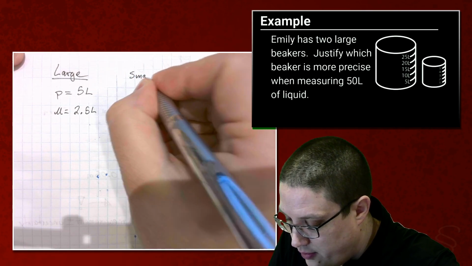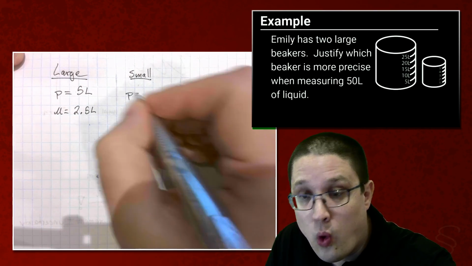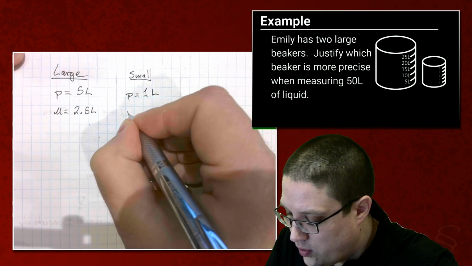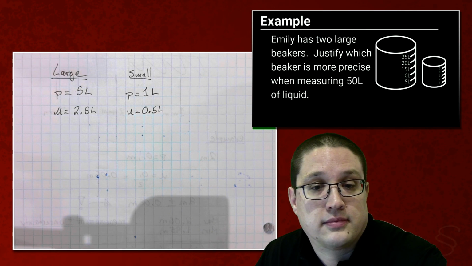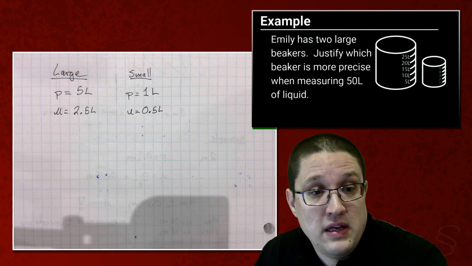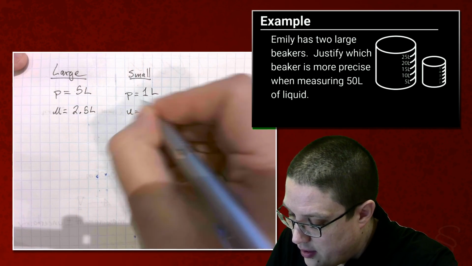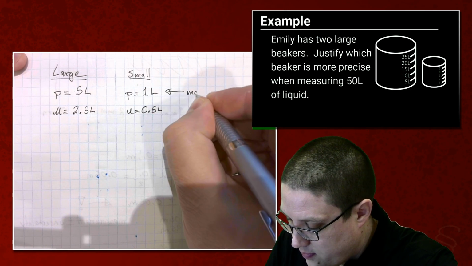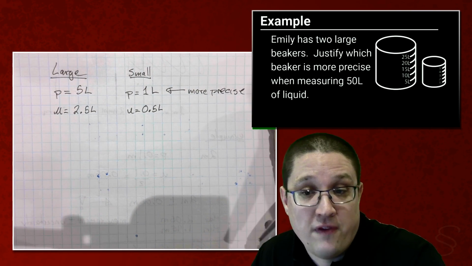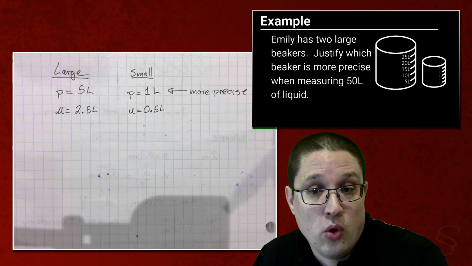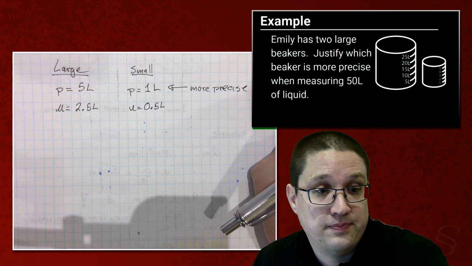The small container has a precision of 1 liter, which means the uncertainty would be 0.5 liters. Both of these containers have a precision and uncertainty. You may notice this one here is more precise. So if I'm measuring 5 liters, the small container is going to be more precise because it has a smaller precision, or greater degree of precision.